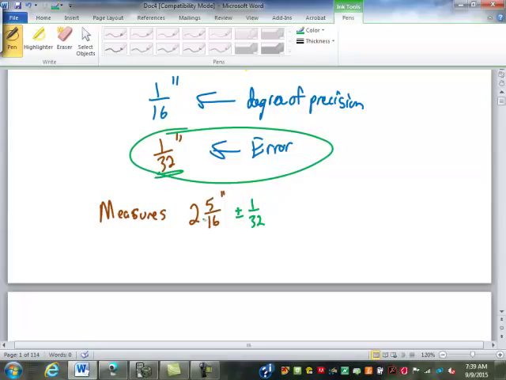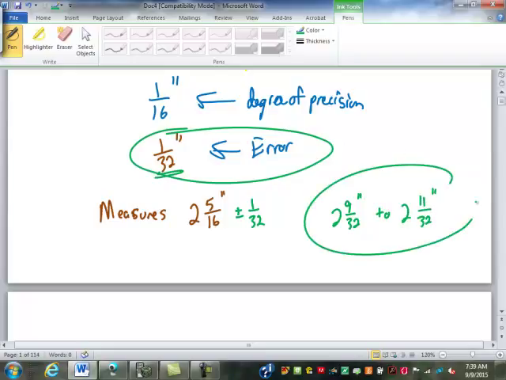Which means that could be 2 5/16 minus a 32nd would be 2 9/32. 2 5/16 plus a 32nd would be 2 11/32. So this measurement, even though it's stated as 2 5/16, could really be anywhere from 2 9/32 to 2 11/32. Does that make any sense?